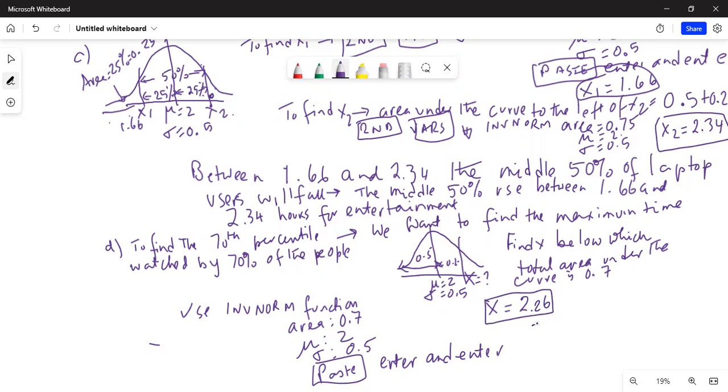So what does it mean? 70% of the people use laptop for a maximum of 2.26 hours.